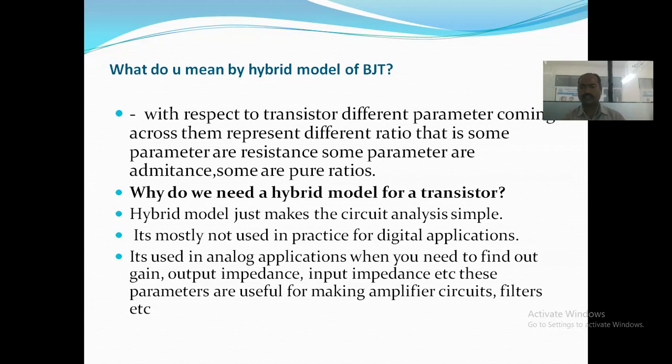So when we use the H parameter analysis for the transistor, the analysis is simple. Simple means what? Analysis indicates that when we apply voltage and current, or change the current or voltage, how it works. Analysis indicates how the device works when changing the different quantities. This is nothing but analysis.